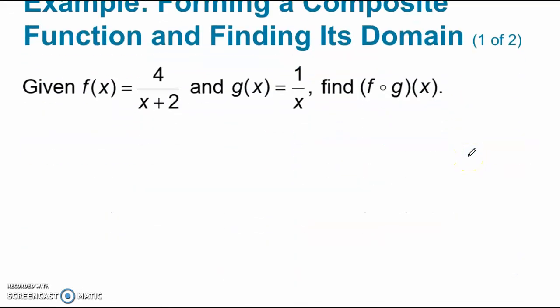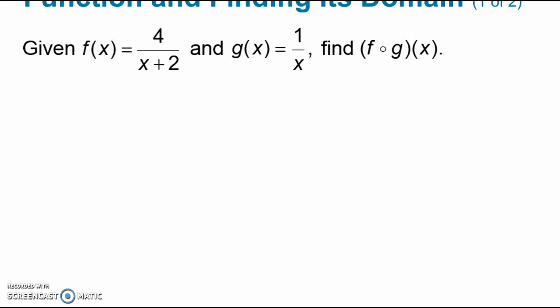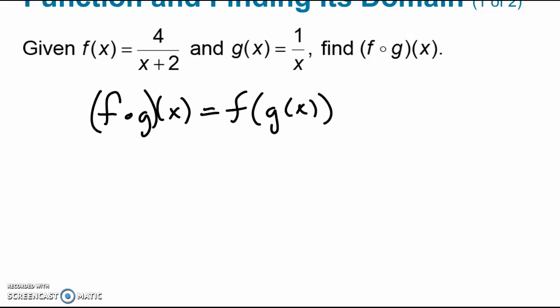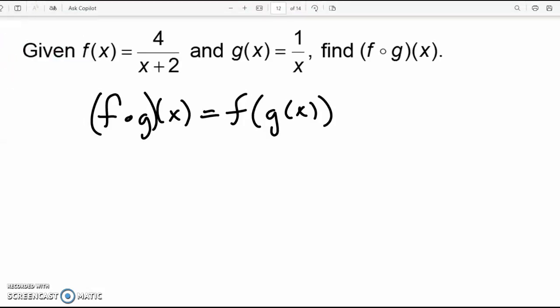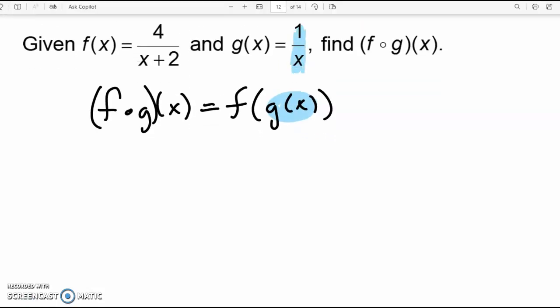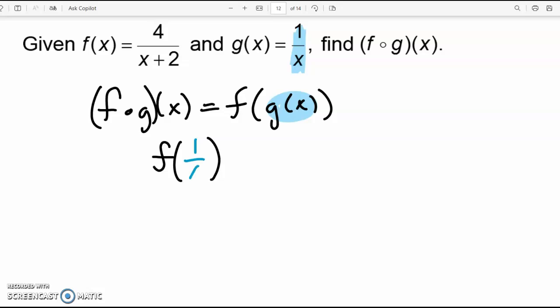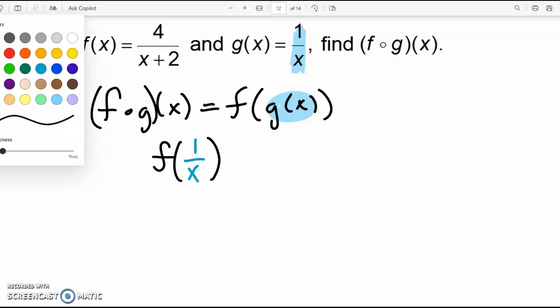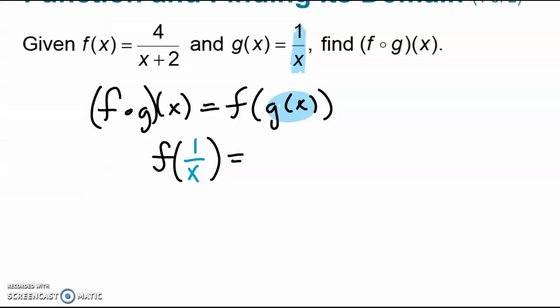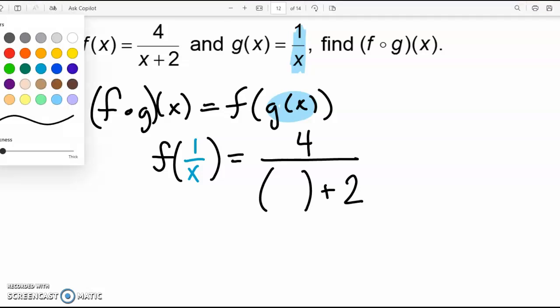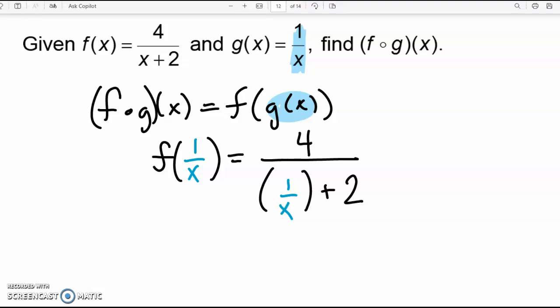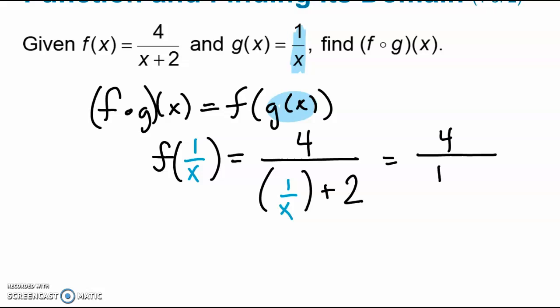So let's look at an example. First we're going to find the composite function, and then we'll find the domain. I'm going to write f composite g of x, same as this. And then let me highlight my g of x here. I replace that with my g of x. So I'm going to say f of 1 over x. And f of x is 4 over blank, the input. So we'll put a blank there, plus 2. And I'm going to input my g of x. And so I end up with 4 over 1 over x plus 2.